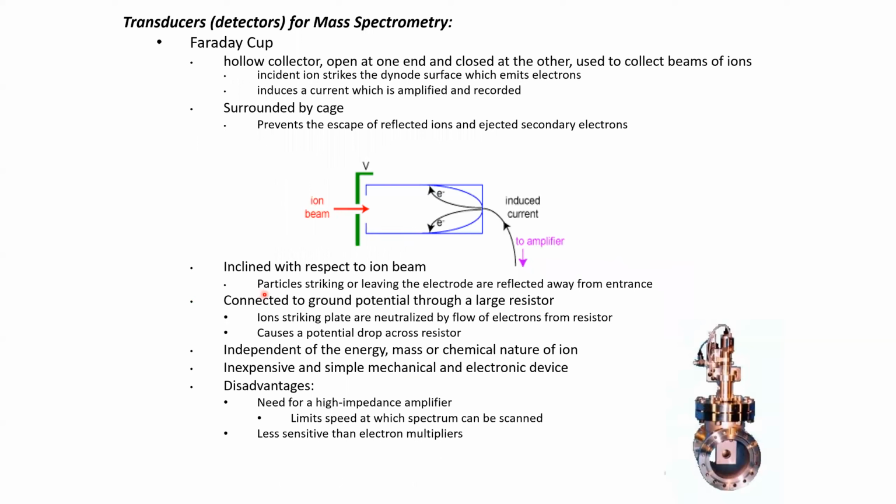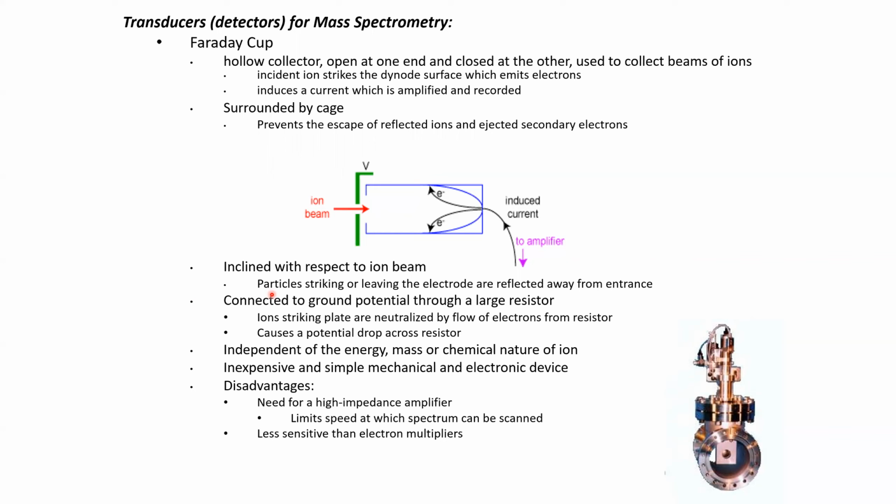Another type is the Faraday cup. This is the one that was originally used in the first mass spectrometer. This is a hollow collector, open at one end and closed at the other. It's used to collect a beam of ions. The incident ion strikes the dynode surface, which emits electrons and induces a current which is amplified and recorded. It is surrounded by a cage which prevents the escape of reflected ions and ejected secondary electrons.